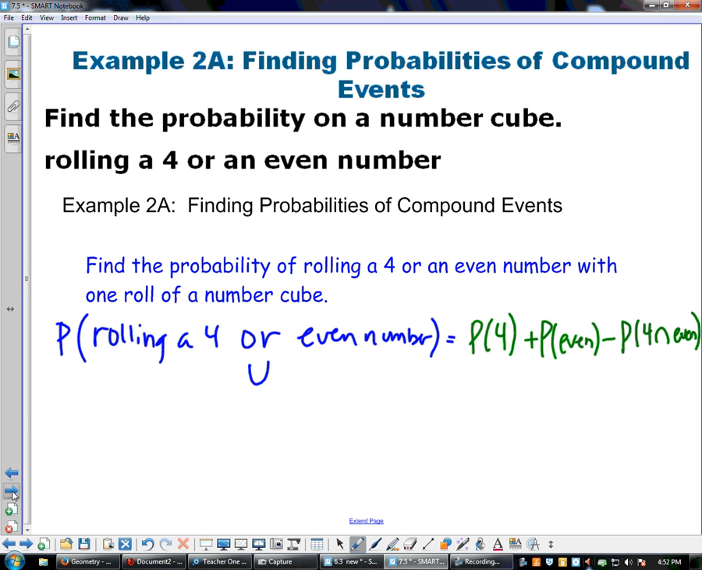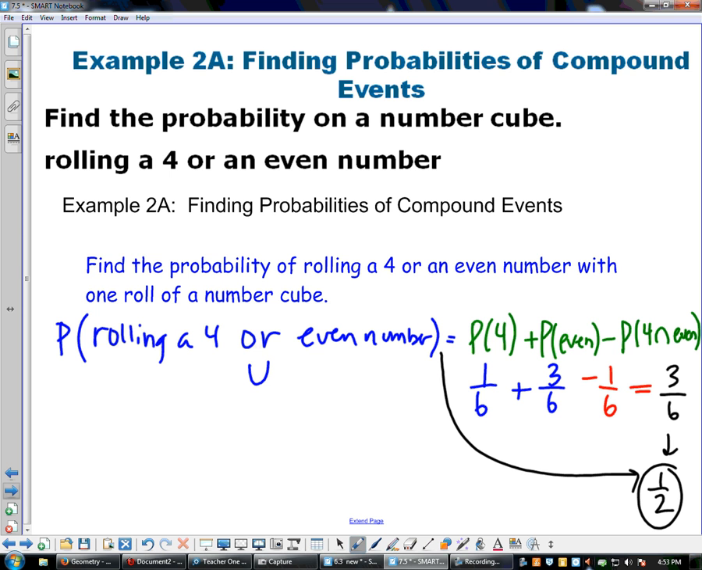The probability of rolling a 4 on a number cube is 1 out of 6. The probability of rolling an even, well, that's 2, 4, 6. That's 3 out of 6. And how many times can you roll a 4 and an even number? Well, that's only going to be when you have a 4, because that's even, so minus 1/6. So 1/6 plus 3/6 minus 1/6 gives us a grand total of a probability of 3/6, which I could reduce to 1/2. So my probability of rolling a 4 or an even number is going to be 1/2.